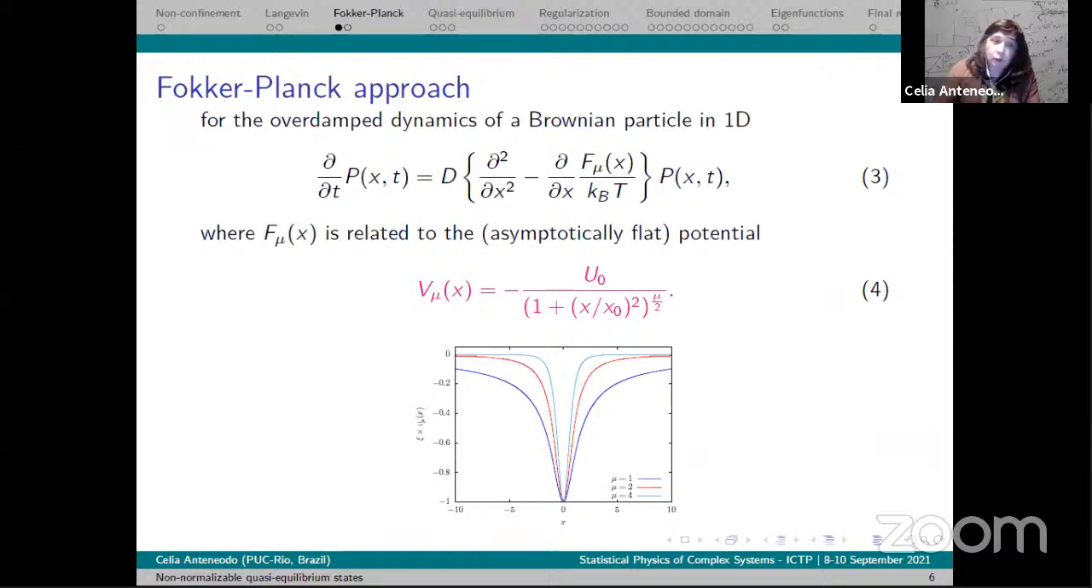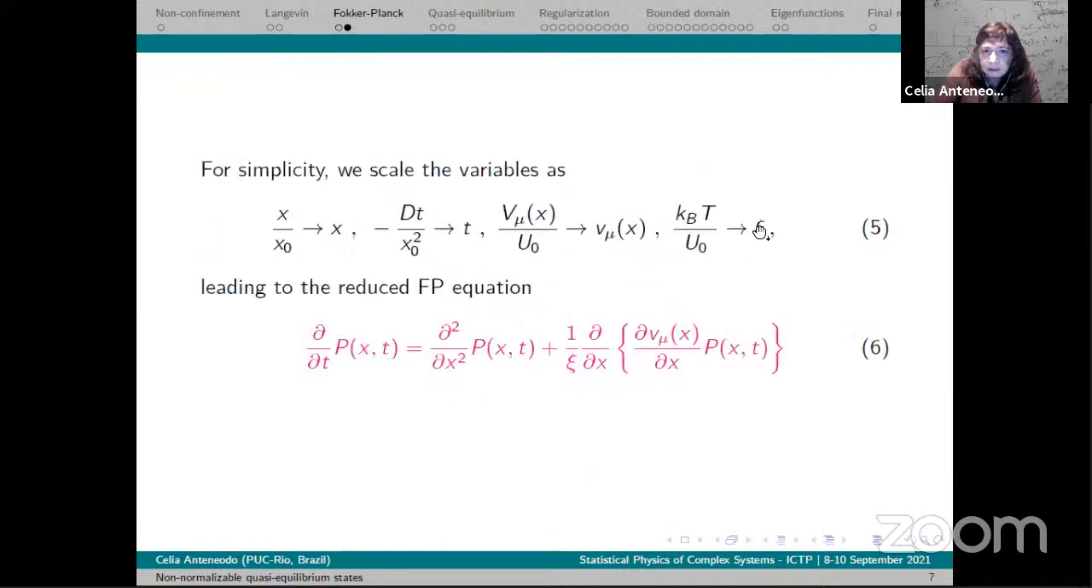So actually, we treated the problem with a Fokker-Planck approach corresponding to the Langevin equation I have already shown. In this equation, we can scale some variables so that we reduce the Fokker-Planck equation to this form, where there is a main parameter, a control parameter, that is this scaled temperature with respect to the depth of the well. And besides that, we have the parameter that controls the decay at long distances. But this is the main parameter. Most plots I will show will be related to this one, if I forget to tell.